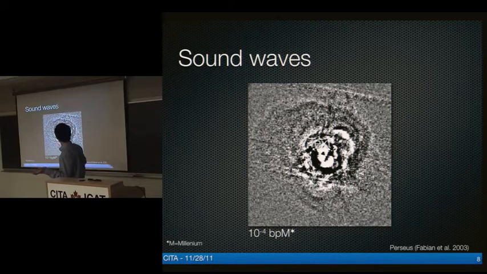And you see these ripples that are concentric around the nucleus of the cluster, which is right here. These have been interpreted as nonlinear sound waves that have been excited by the activity of the AGN in the center. And so you can measure the wavelength and you can estimate the frequency. These sound waves have a frequency of 10 to the minus 4 BPM, where M is beats per millennium. Okay? So these are very low frequency sound waves.